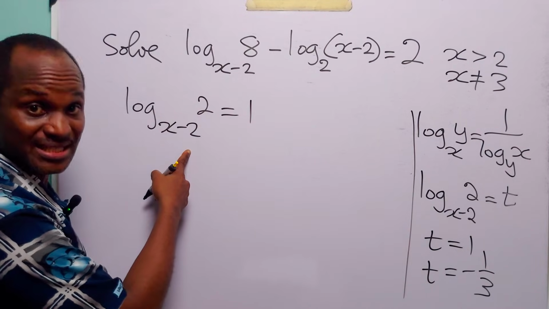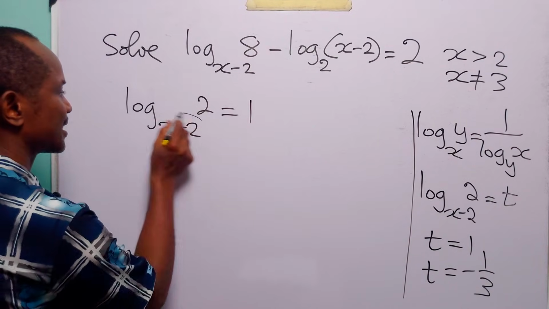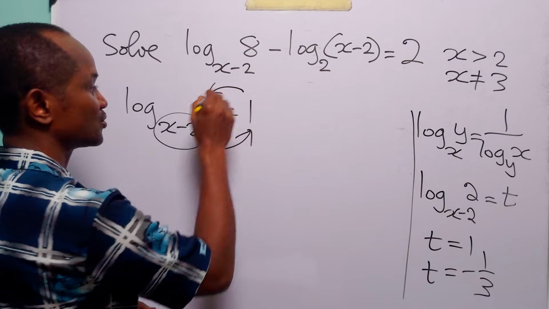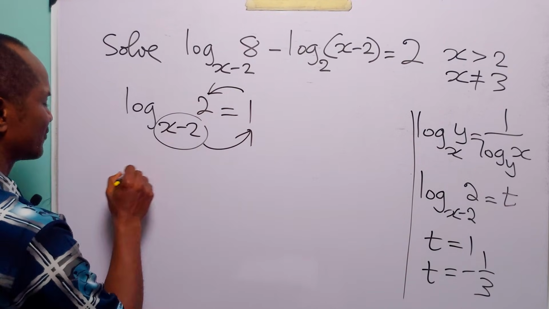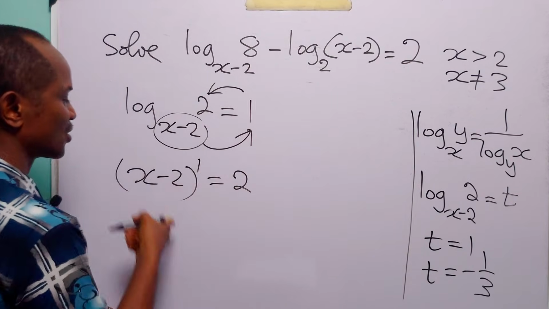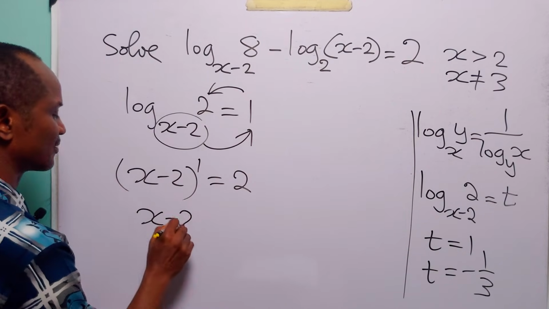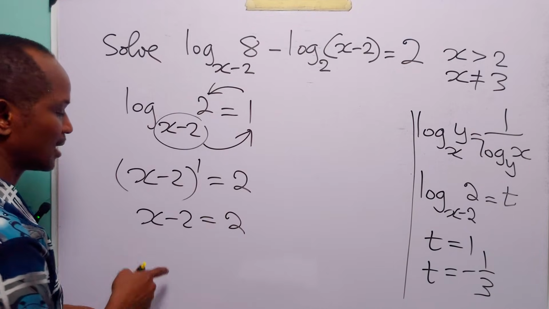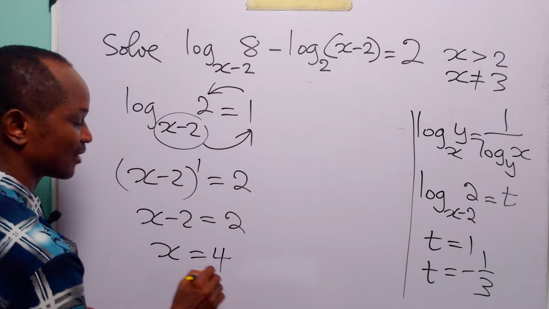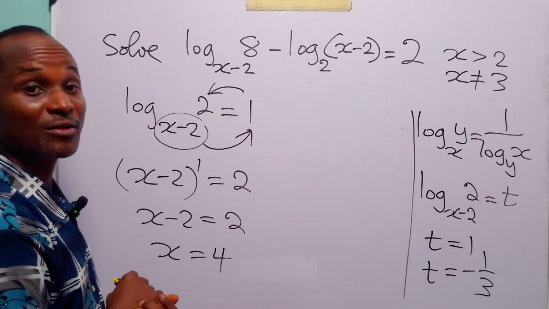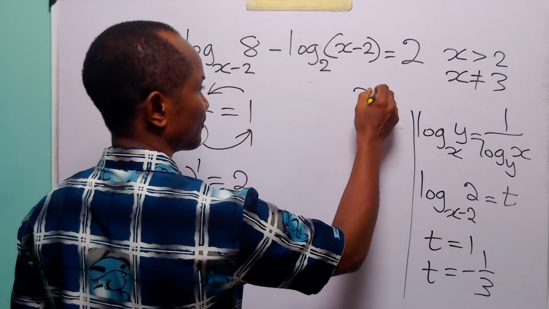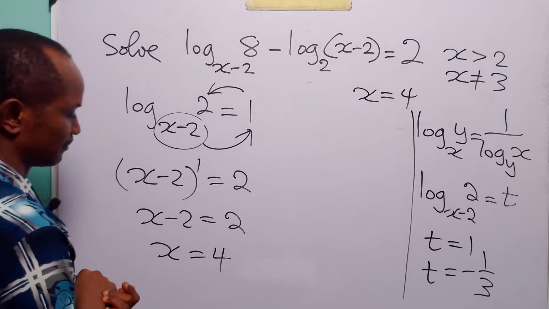Now, you know that when we have a statement like this, it simply means that x minus 2 to the power 1 is equal to 2. So, we have that x minus 2 to the power 1 is equal to 2. Of course, this simply means that x minus 2 is equal to 2. When we add 2 to both sides of this equation, we have that x is equal to 4. So one value of x that satisfies this equation is x equal to 4.